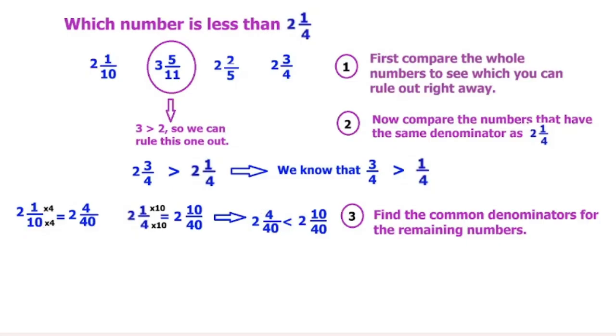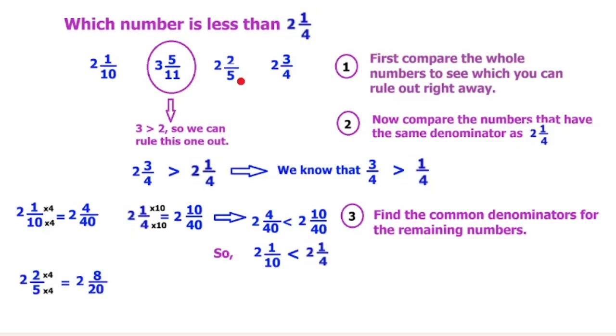So we know that 2 1/10 is less than 2 1/4, because these are equivalent, right? 2 4/40 is the same as 2 1/10. That's what we did here. And then we know that 2 10/40 is our original number, 2 1/4. So now we know that this number is less than this number. Let's look at the other number we have left.